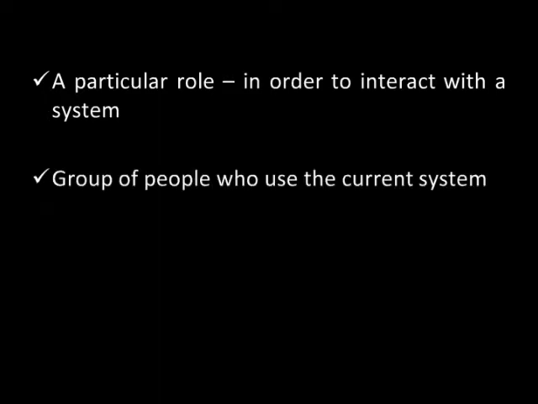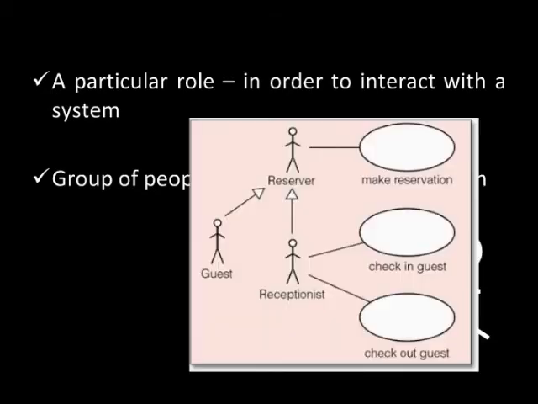Actors are groups of people who use the current system in order to do their work. If you need to include some significant information about the roles that actors play, you can do so by expanding the use case diagram in the following way. The notation used in the figure shown indicates that guest and receptionist are specializations of reserver, or reserver is a generalization of guest and receptionist.